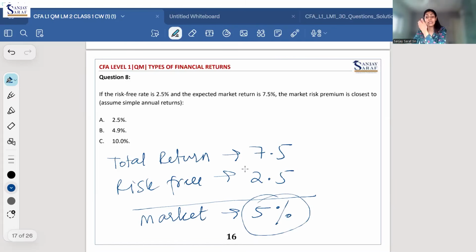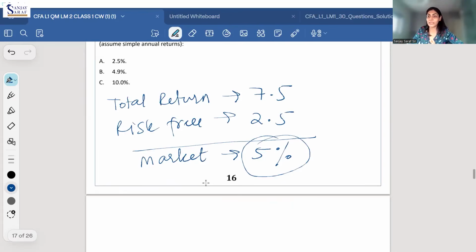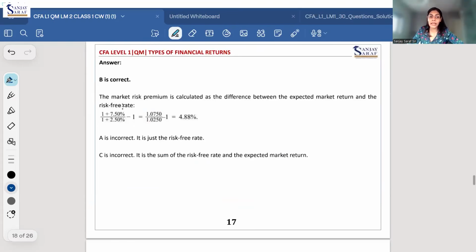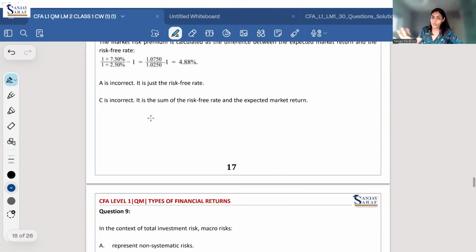You had said it's C. Okay. So expected market return minus the risk-free rate is the market risk premium. The risk premium I'm demanding because of investing in the market. Okay, they have calculated it using the Fisher equation. We can also calculate it using the normal subtraction. That is absolutely fine.